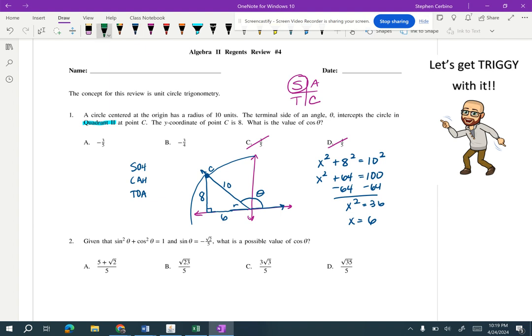Now, since we're talking about this reference angle, the opposite side is 8, the hypotenuse we know is 10, and the adjacent side we now know is 6. So if I want to find cosine, cosine is the adjacent over the hypotenuse, so it'd be 6 over 10. So the cosine of theta is 6 over 10, which reduces to 3 over 5. But because we're in quadrant 2, we know it's negative 3 over 5.